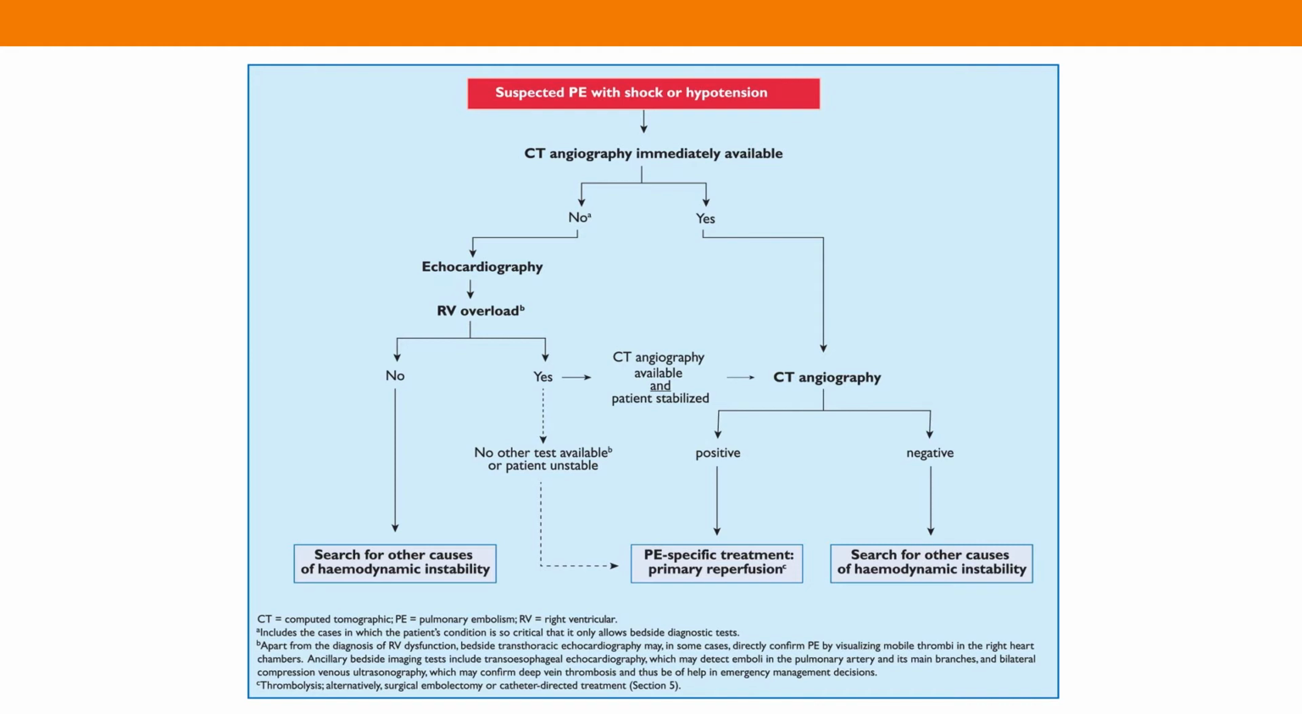If there is shock or hypotension and you're able to get a CTPA, then obviously the patient should have an emergency CTPA and then confirm the need for primary reperfusion or thrombolytic therapy. If not, then you consider requesting an emergency echo in which you can identify signs of right ventricular overload. And again, you can consider thrombolytic therapy if you have evidence of right ventricular overload and the patient's unstable, or there's evidence of hemodynamic instability and a positive CTPA scan.